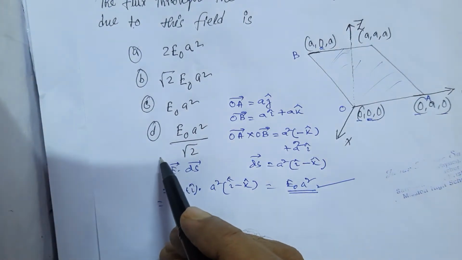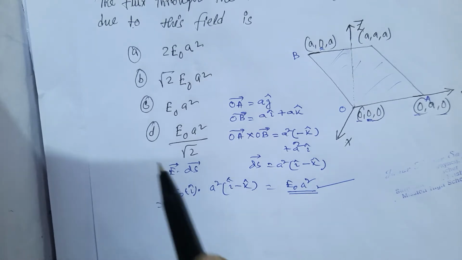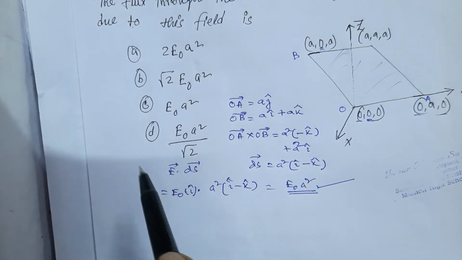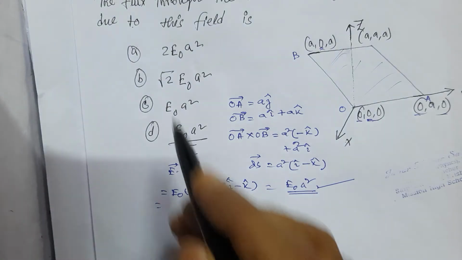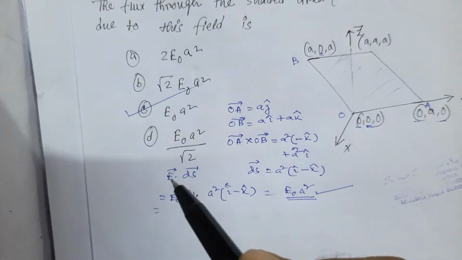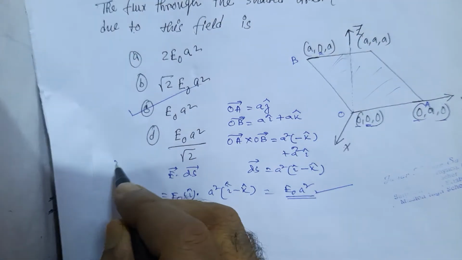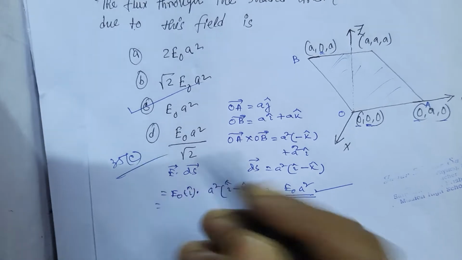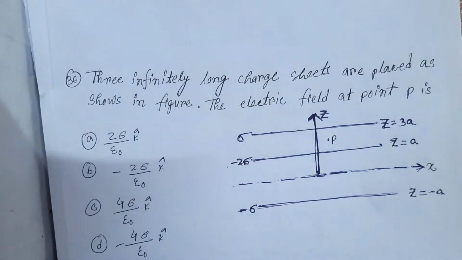So the correct answer to the question number 35 is E0 into A square. That is our correct choice is C. So the correct choice to the question number 35 is C. Now we see the question number 36.